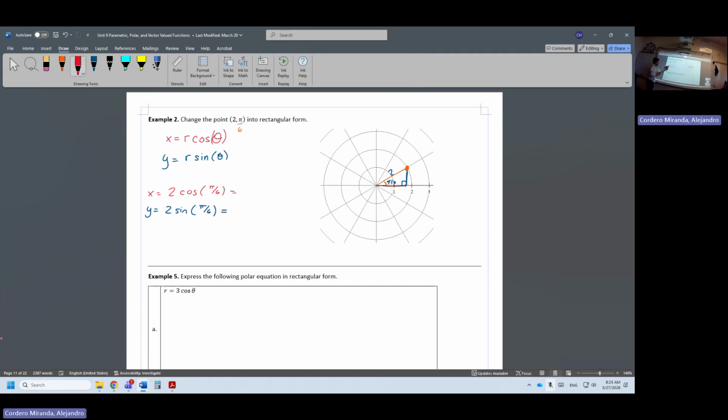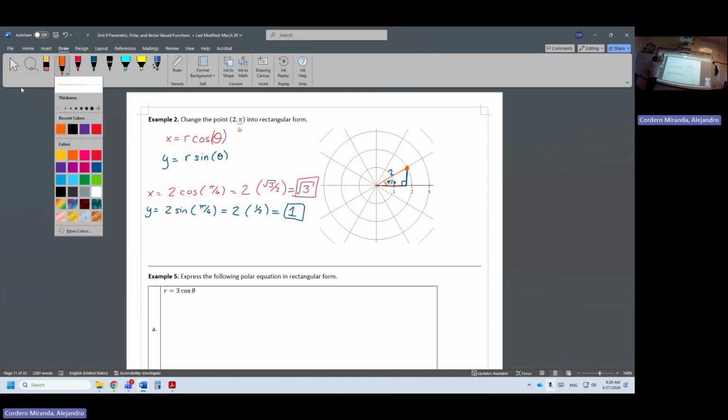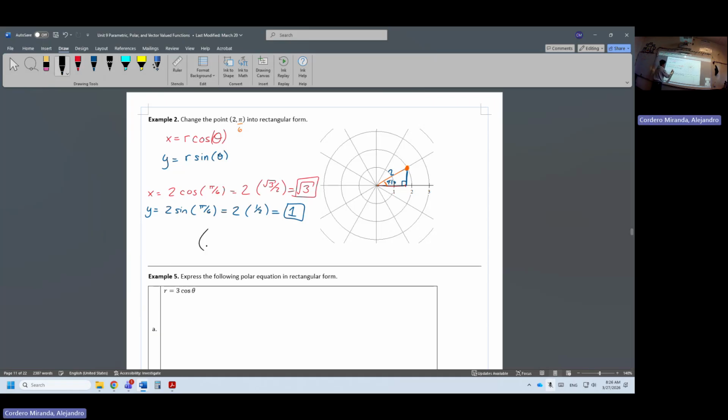Okay, so 2 times cosine of pi over 6 is the longer one. So radical 3 over 2, nice. So this would be 2 times square root of 3 over 2. Boom, there's my x coordinate. And then this one would be 2 times 1/2 for the sine of pi over 6, which would be 1. So altogether, it would be the point square root of 3 comma 1.